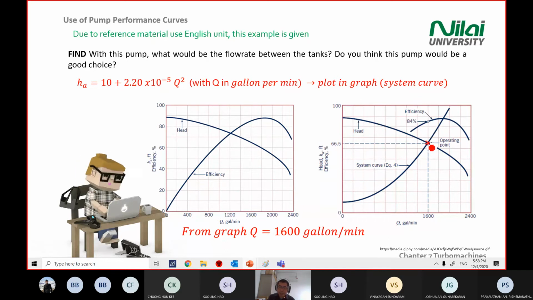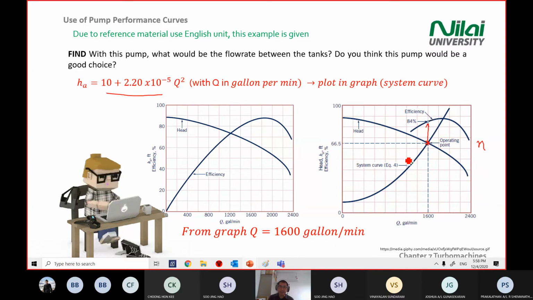So we extend this point up. You read the efficiency on the left. You know that efficiency is on the left. So you read the graph, you will get the efficiency at the operating point where your system will operate at 84%. Meaning your system that you design with this equation will operate at 84% efficiency. Straight from the graph, you know the efficiency of your pump already.